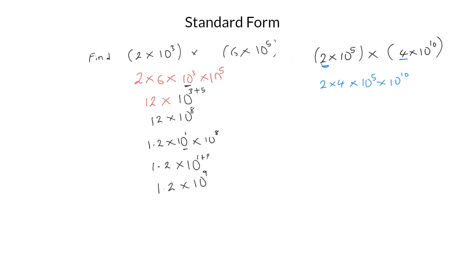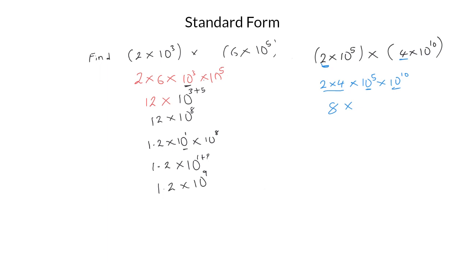Now, what's the next step? The next step is to do your multiplication. You have to multiply the front numbers together. 2 times 4, and that is 8. Now remember, these are powers. It's 10 to the power of 5 and 10 to the power of 10. So I have to deal with them using the power rule.